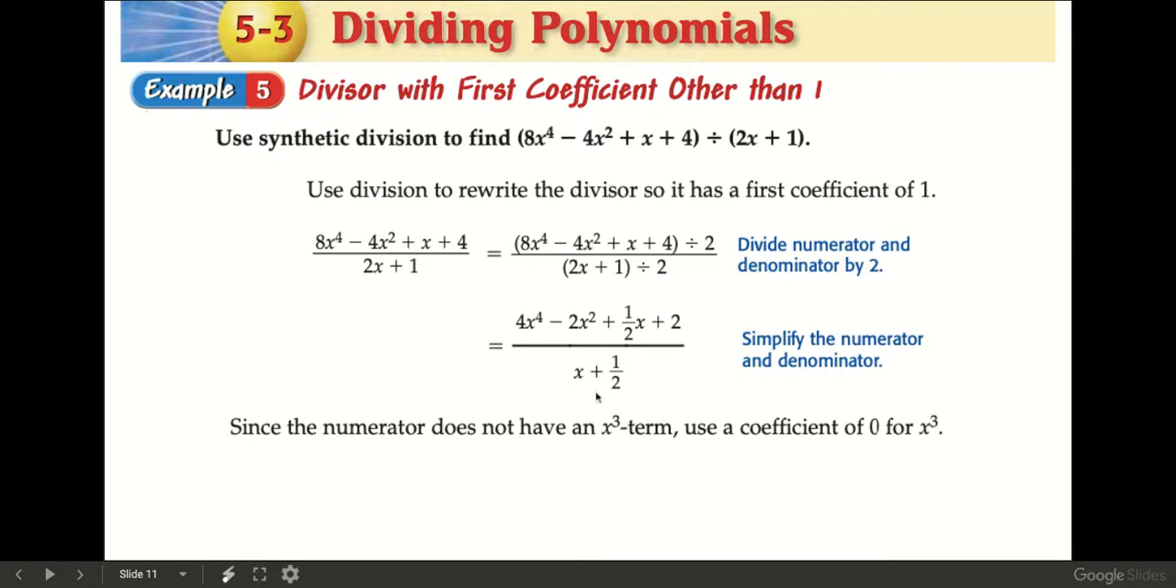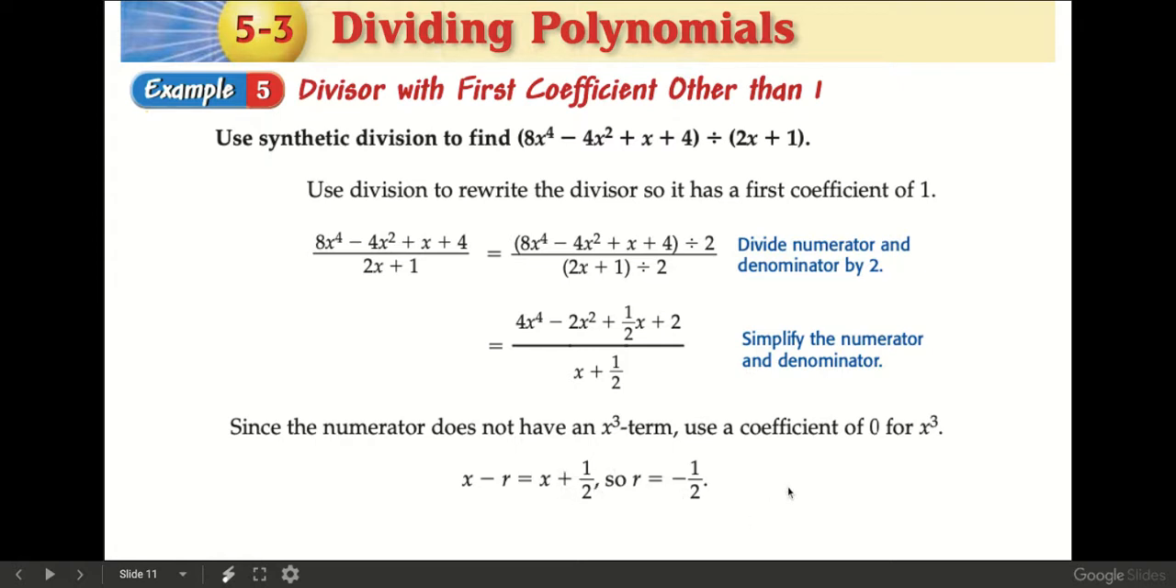So the other thing to keep in mind is what is our r term? So if it's x minus r, and it says x plus 1 half, well, it's got to be a minus. So our r is going to be negative 1 half, right? It's got to be the opposite of what's there.